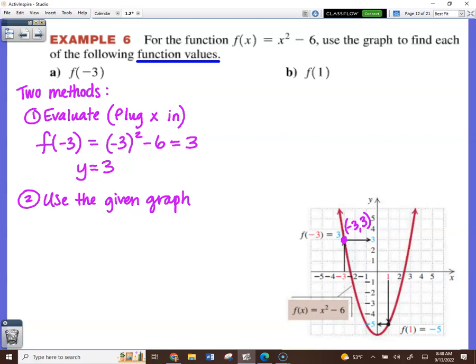So what is the y-coordinate when x is 1? -5. That's it.